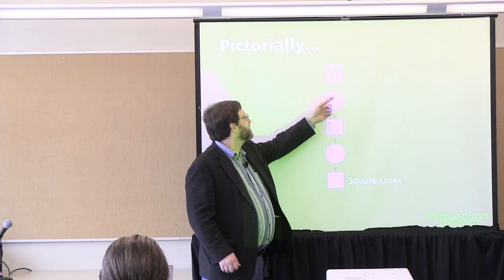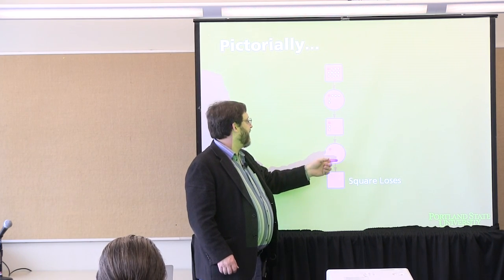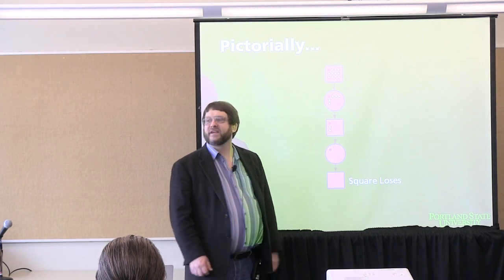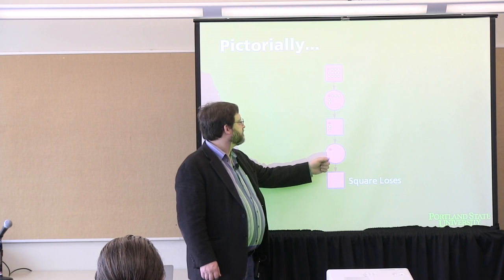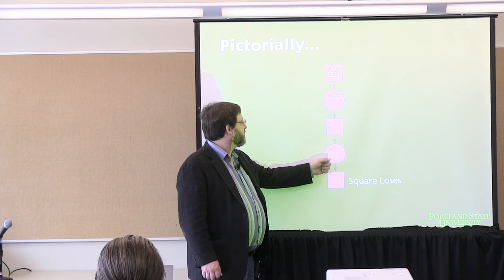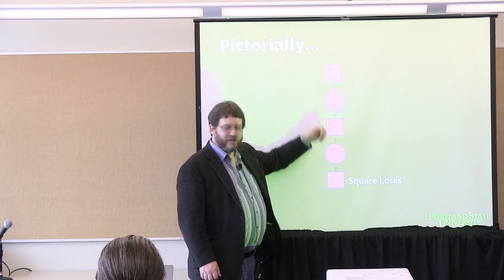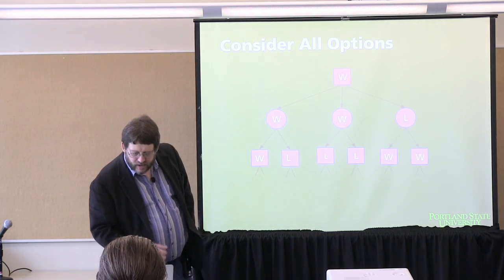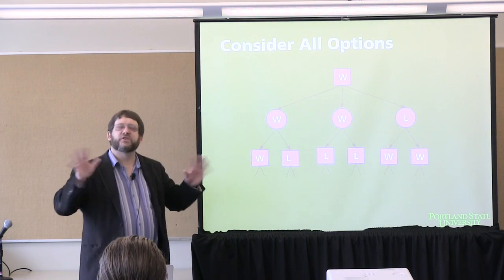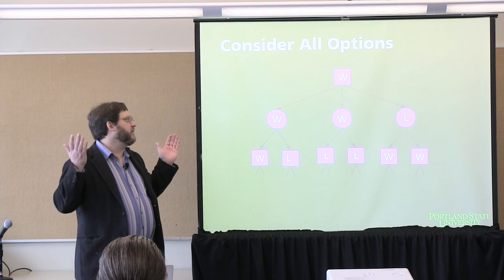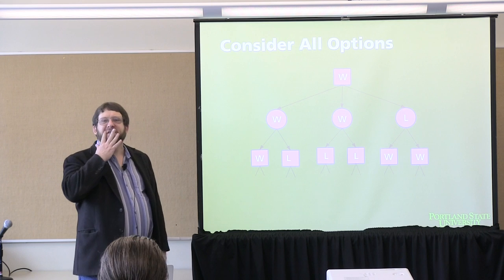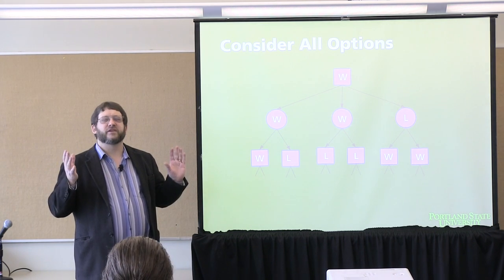Circle had a lot of choices here and had a couple of choices here, right? What might have been a better move? Just take one of these or something like that. There's lots of choices here. So what you do instead is you say, well, we've got to consider all the options. And the easiest way to do that is to think about this as a tree.